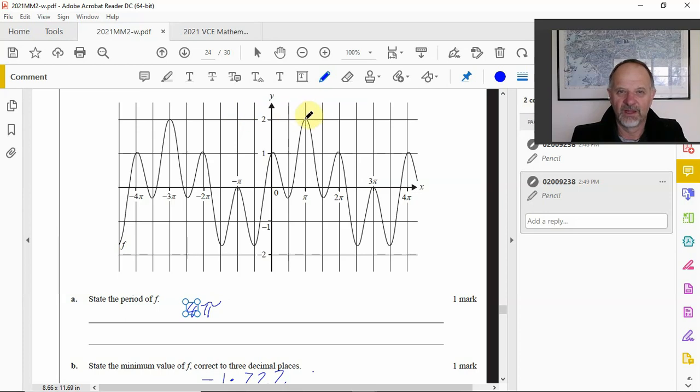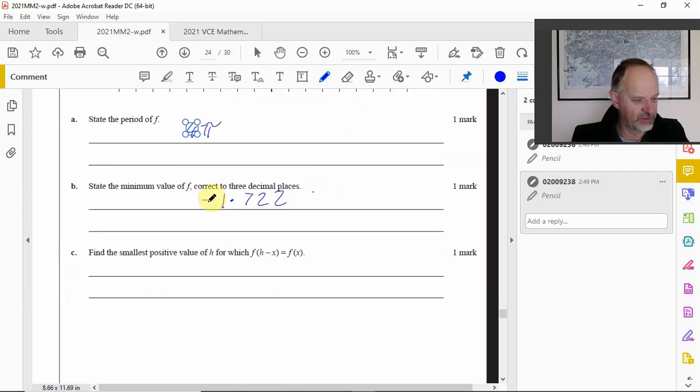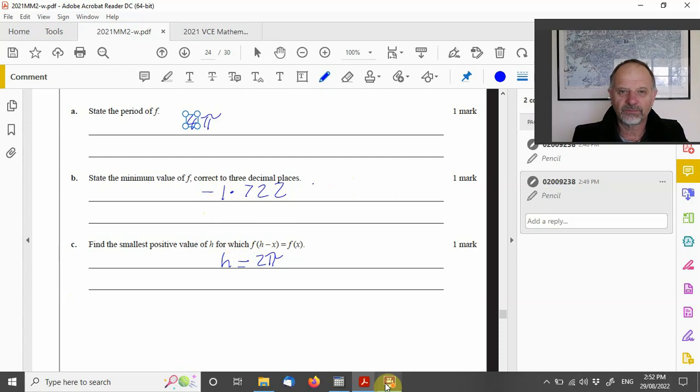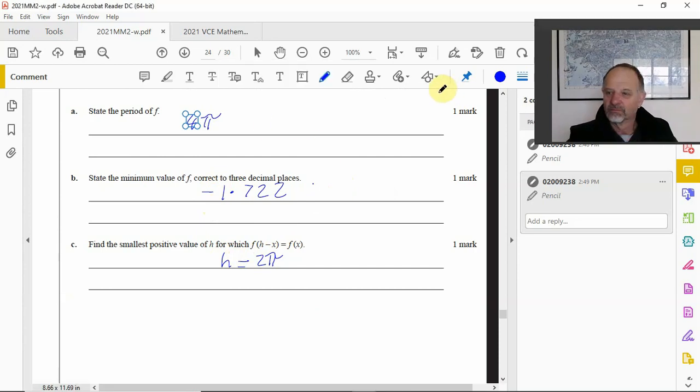And so I've got to move it from negative pi to pi, so I've got to move it to pi. So h, which is our translation, would be 2 pi. All right, so there's that part done.